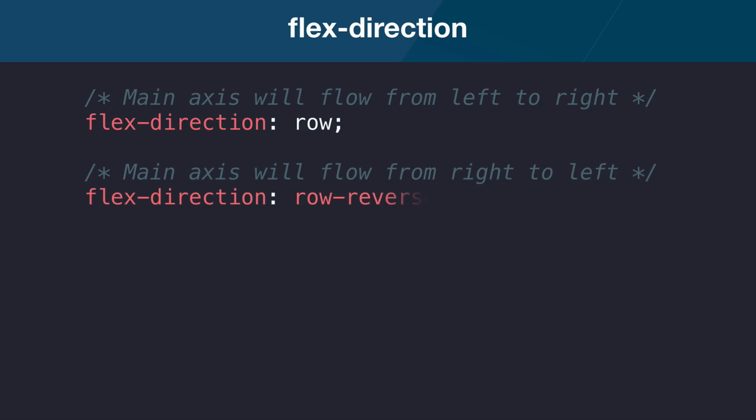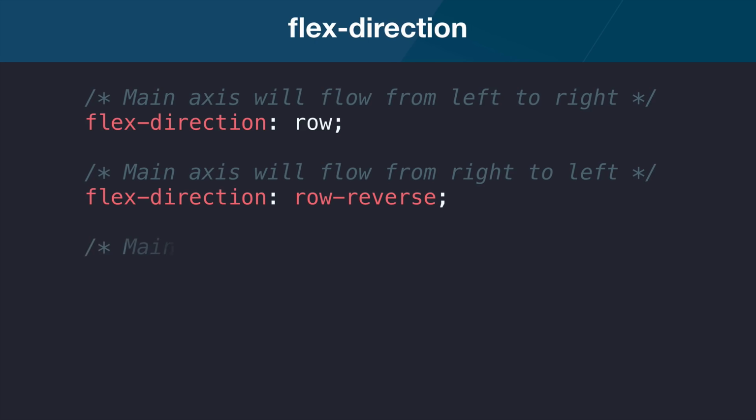The next flow will be from right to left. If we change our direction to row reverse, our content is going to be flipped, and our container flips, and the items also start from right to left. It's really, really fun.